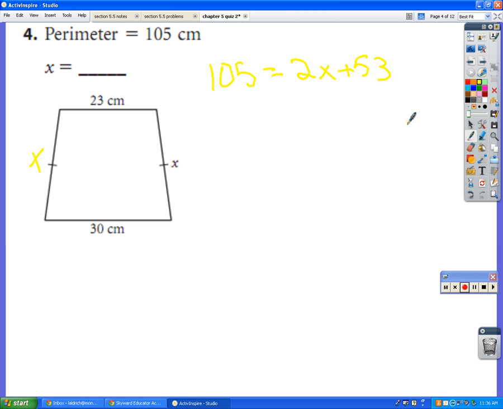Because you know the perimeter is going to be this x plus this x, which is 2 x's. 23 and 30 makes 53, and that has to equal 105. So now if I just solve that for x, subtract 53 from both sides. So 52 equals 2x, so x has to be 26 centimeters. Make sense? Justin, you got it? Okay.